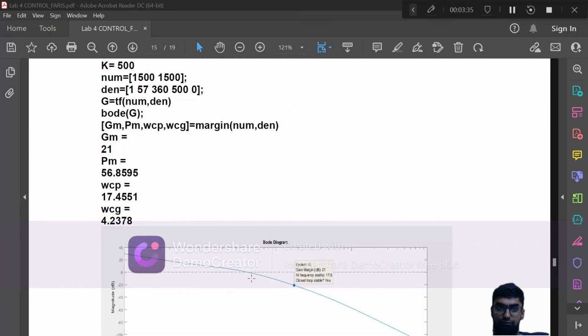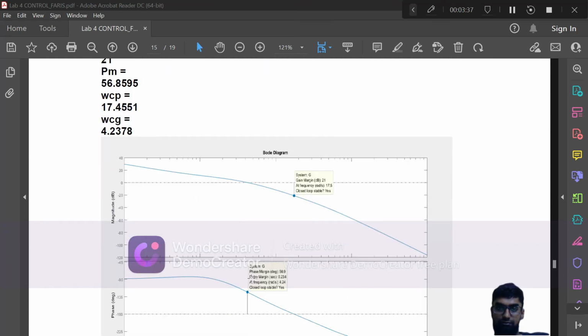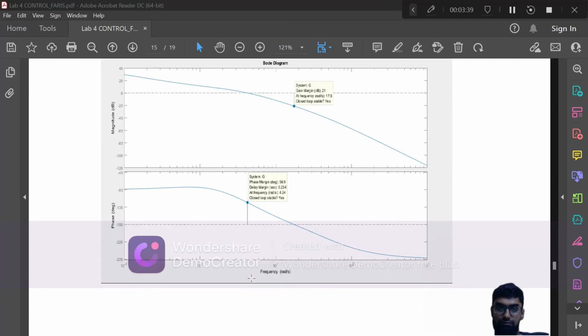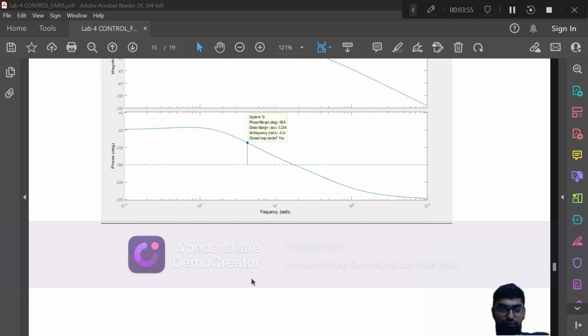Okay, for k equals to 500, we get the gain margin equals to 21 decibel, phase margin equals to 56.9 degree, and the delay margin equals to 0.234 second. The frequency is 17.5 radian per second.